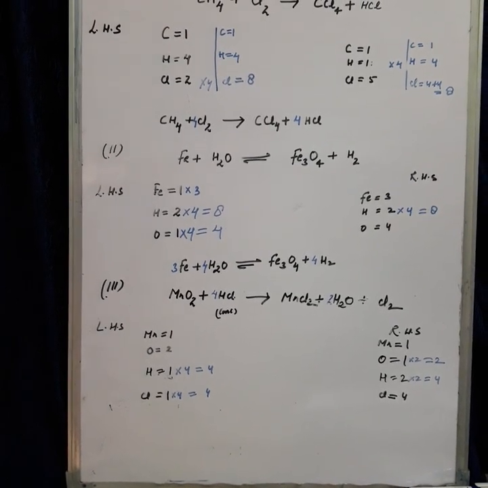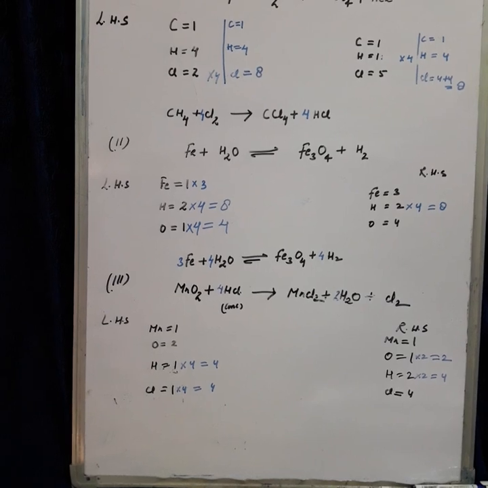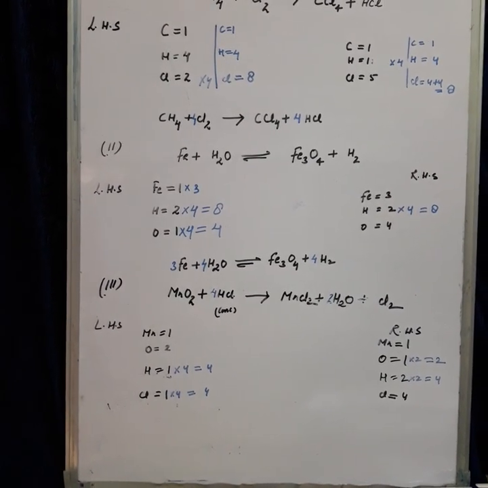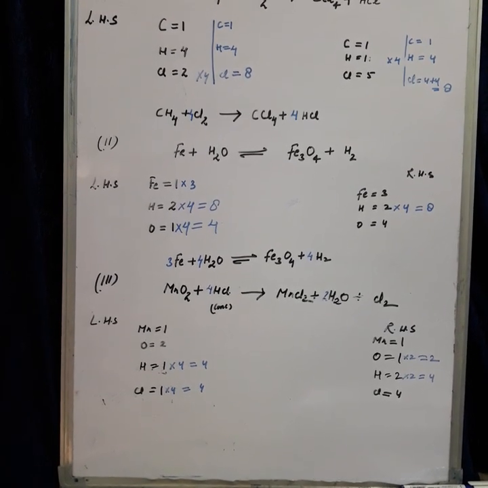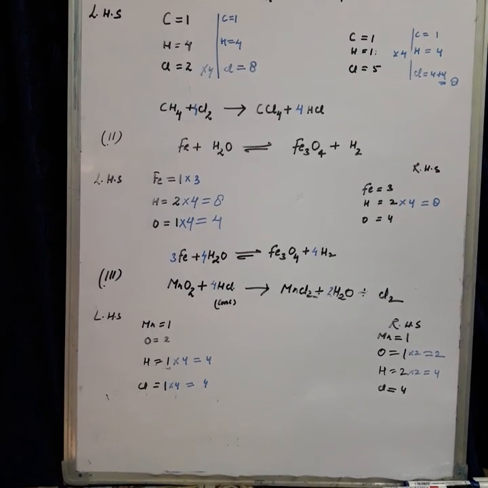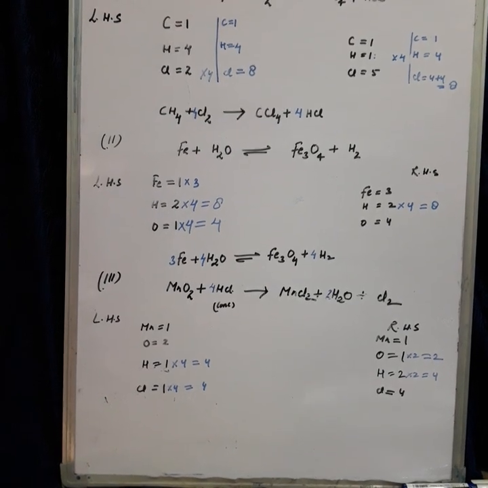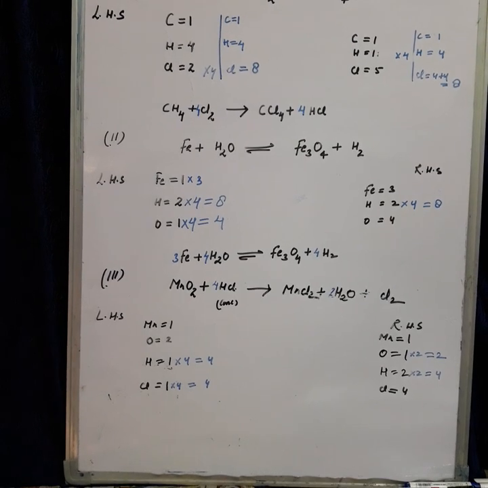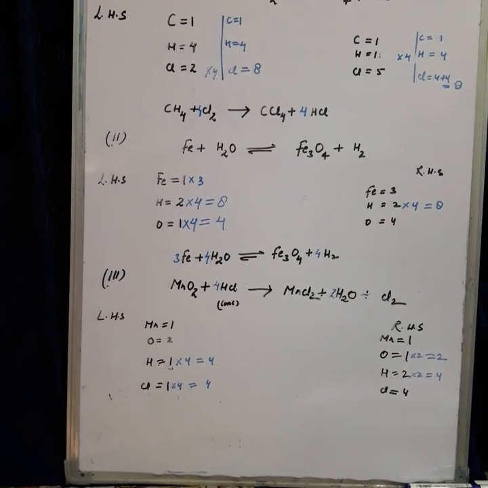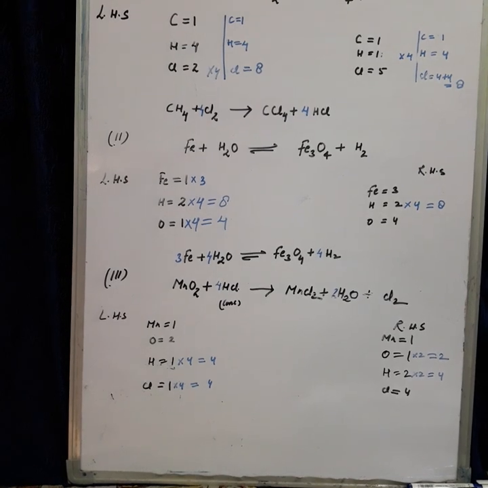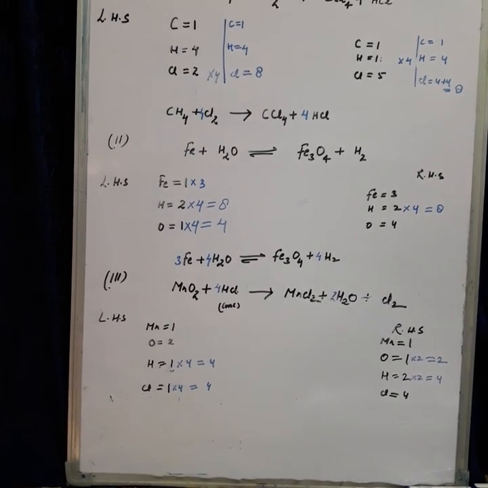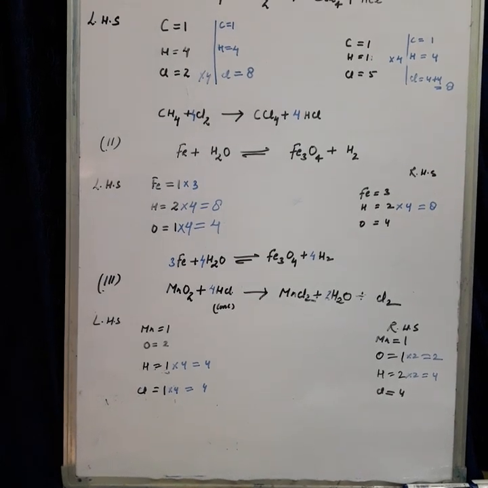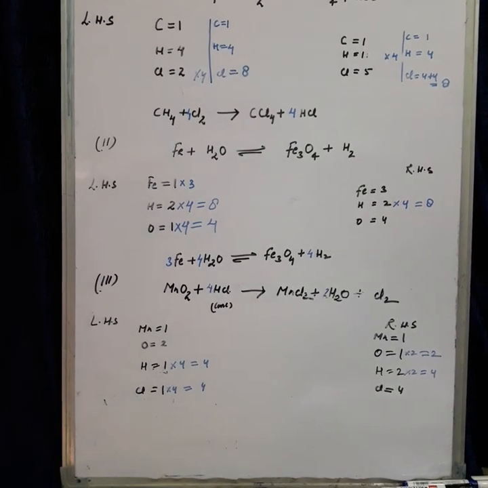So what is the first step? Count the number of each kind of atom present on both sides. Okay, but before starting you should know, always while balancing you can only change the coefficient, not the subscript. Okay, you must remember that point. This is a very important point. Then the element with the least frequency of occurrence is balanced first.